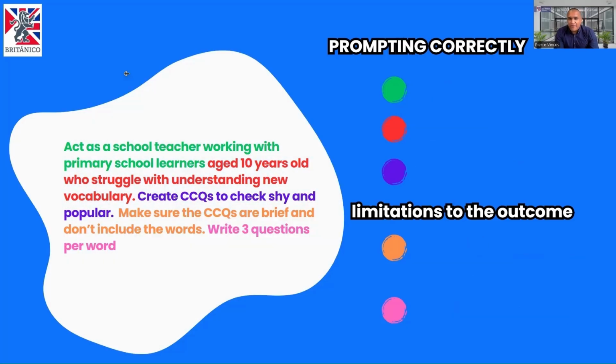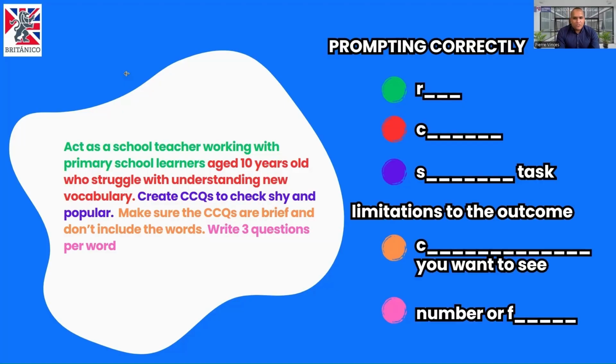Let's see if we remember them. What about the green part? What is it? Act as a school teacher working with primary school learners. Role. Aged 10 years old who struggle with understanding new vocabulary. Context. What is the purple part? The specific task. And 2 limitations. Remember, characteristics, if you want to see, all right, and the number or format of the tasks you are creating.